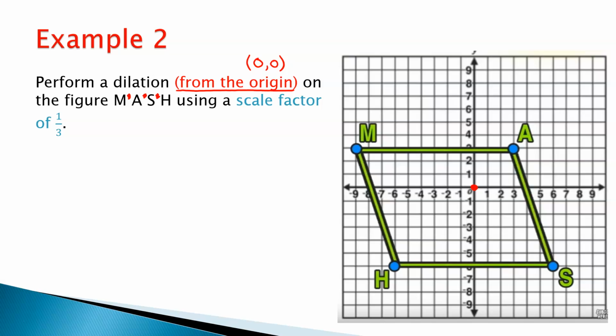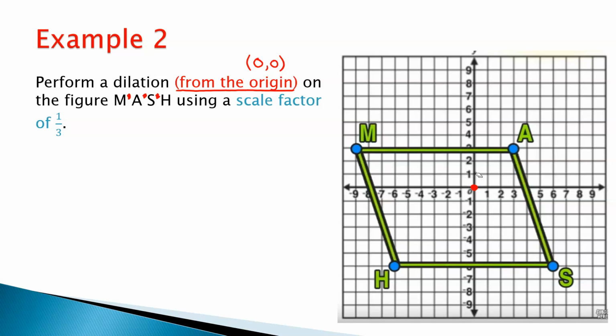So this time you want to think of that center, that origin, as almost like a black hole. It wants to suck everything towards it. So again, A, you're going to see it start coming closer to that origin. S is also going to get shrunk towards it. Same thing with H and same thing with M. Everything is getting pulled in towards that center by a scale factor of 1/3. So how do we do that?